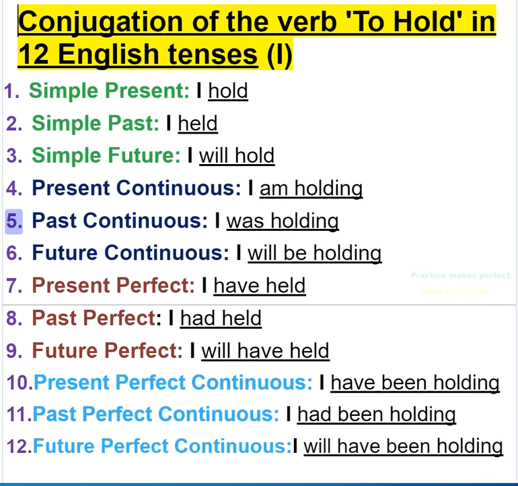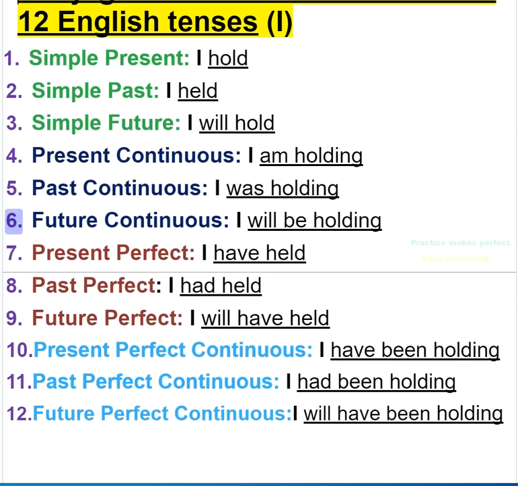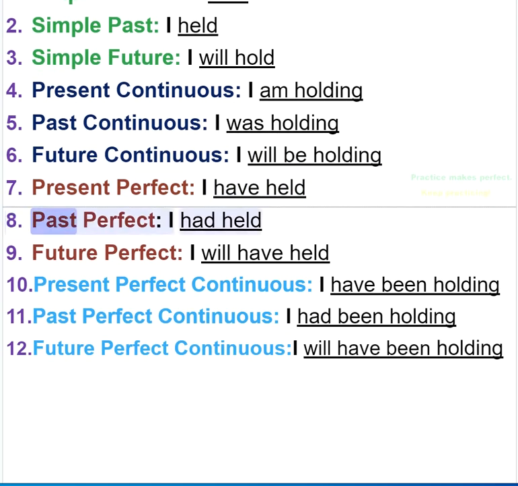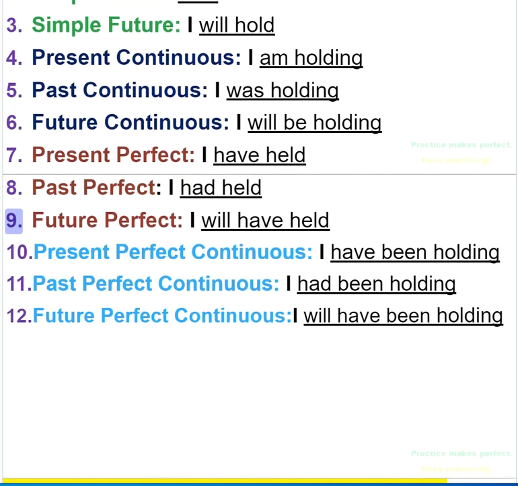5. Past continuous, I was holding. 6. Future continuous, I will be holding. 7. Present perfect, I have held. 8. Past perfect, I had held. 9. Future perfect, I will have held.